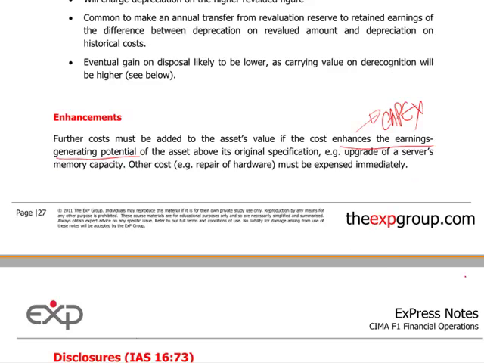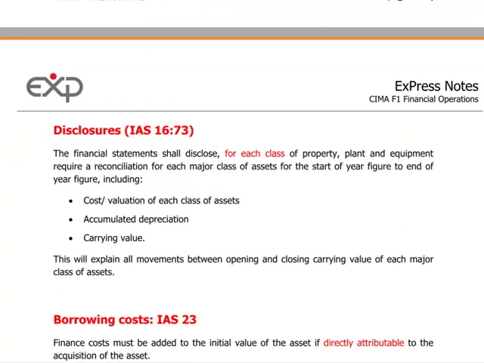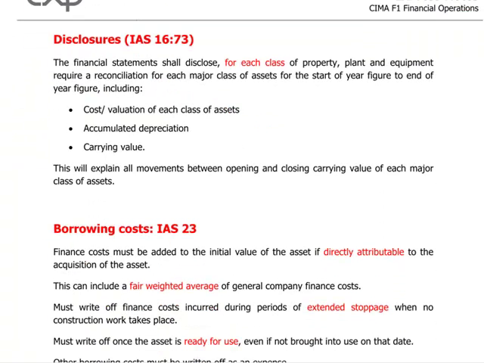But also sometimes companies don't necessarily do enhancements, but they do, for instance, invest just to maintain that non-current asset at the normal level of activity, such as, for instance, repairing hardware. Such cost would be called OPEX, operational expenses, and they must be expensed immediately. Of course, you have to know to do your disclosures for the exam.